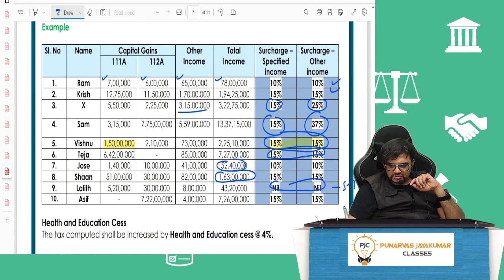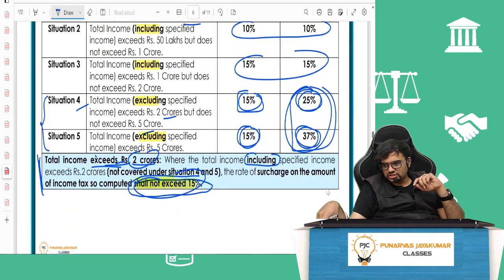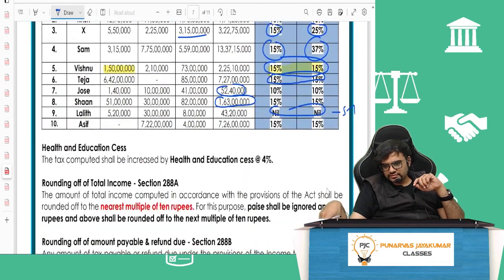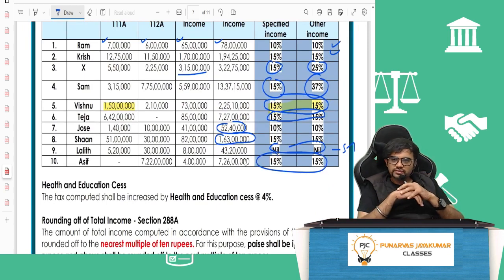Asif, you see. 112A 7 crore. Other income 4 lakhs. It is not in 1, 2, 3, 4, 5. It is in the other one. All put together, it is more than 2 crore. What is the maximum surcharge you can charge? 15%. 15%. Got it, guys? Very simple.